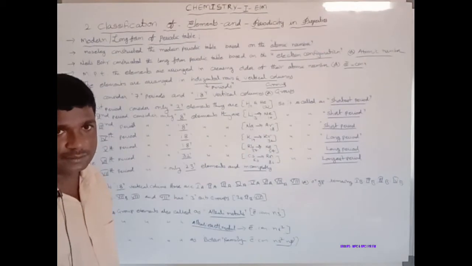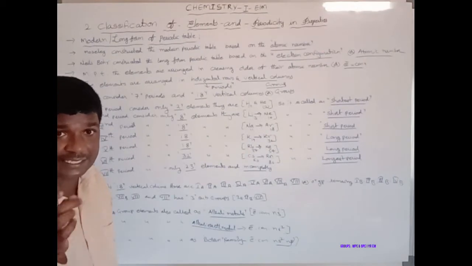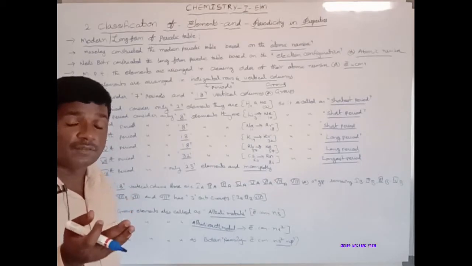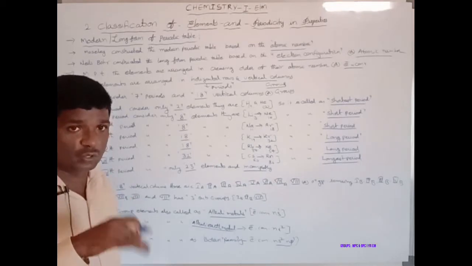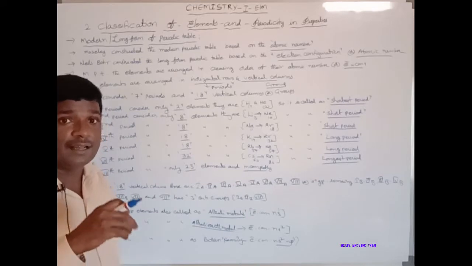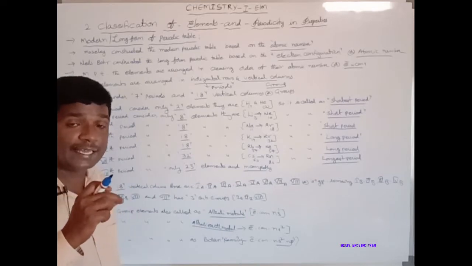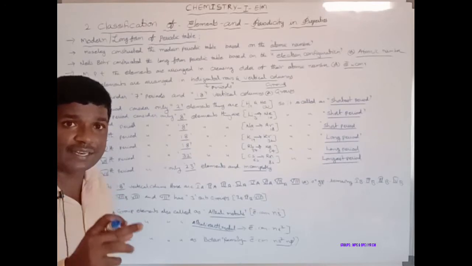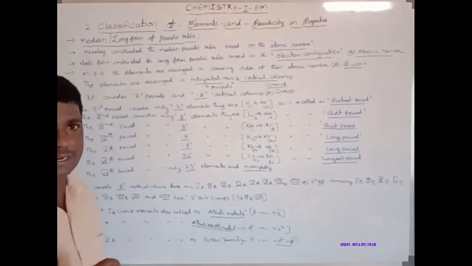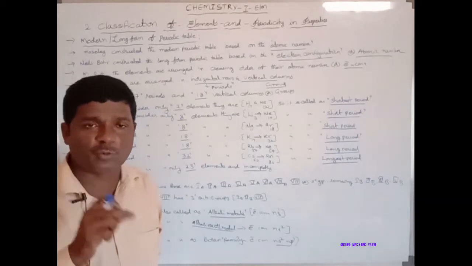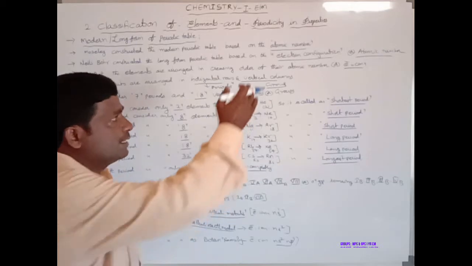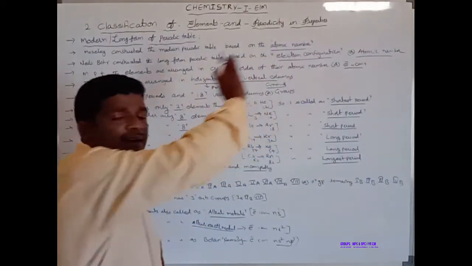What is a period? Horizontal rows are called periods. What are groups? Vertical columns are called groups. The modern periodic table is constructed based upon electron configuration or atomic number. Niels Bohr constructed the modern or long form of the periodic table based upon electron configuration or atomic number.